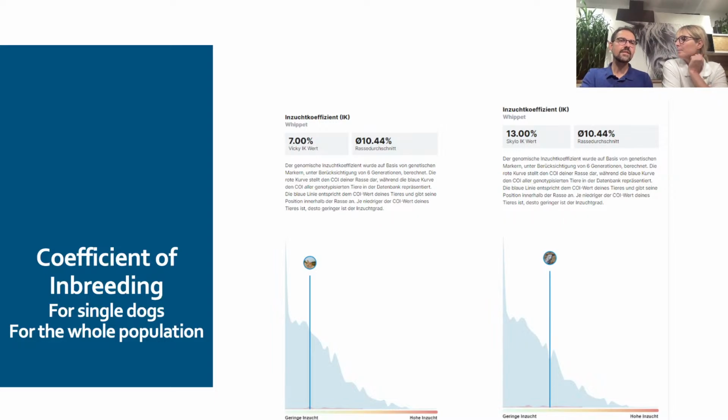So it's a bad idea to say that knowing the coefficient of inbreeding is the goal. Yeah, no, this is two miles before you are at the goal. So you must take the next step and compare, as Anja said.